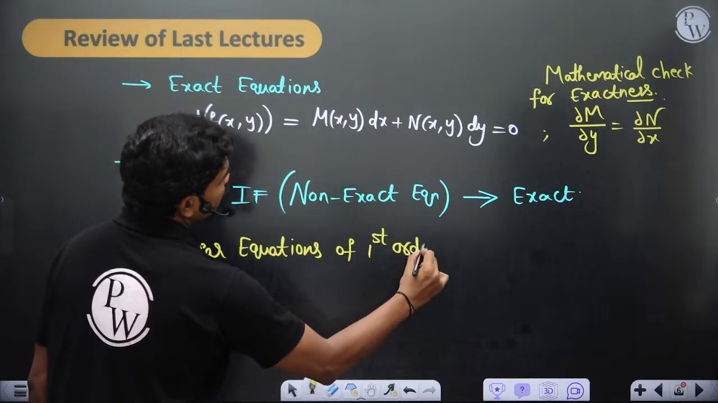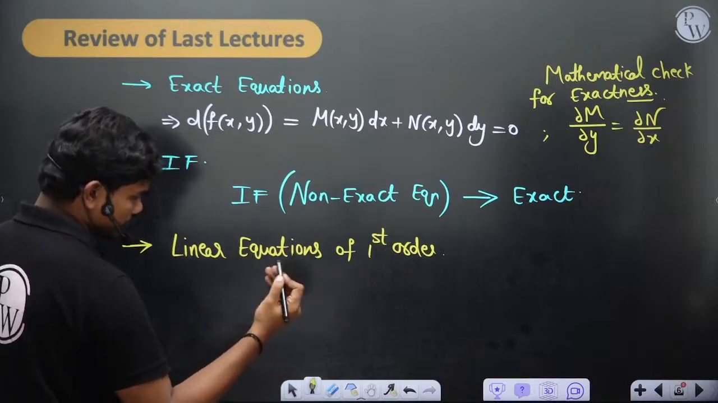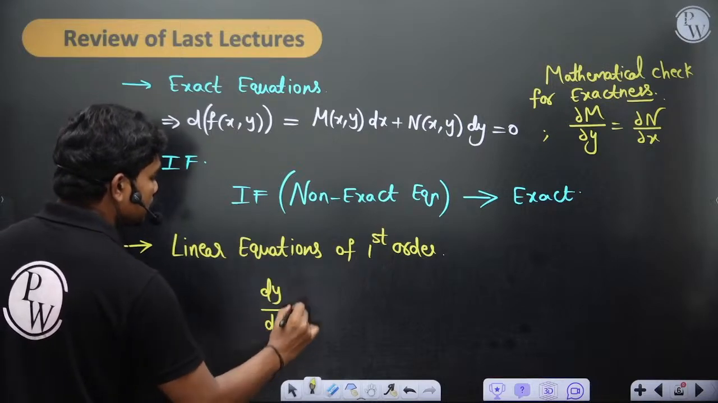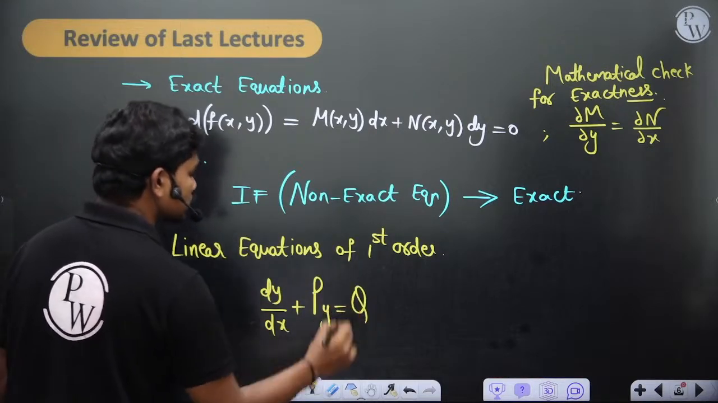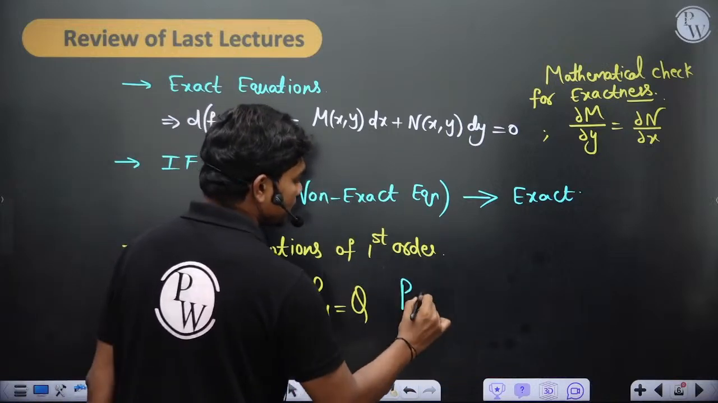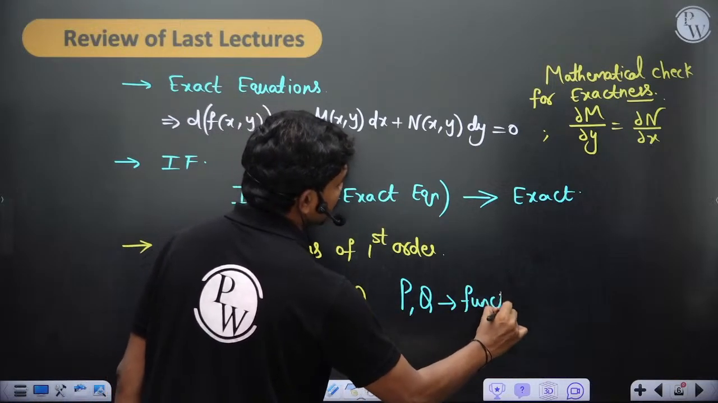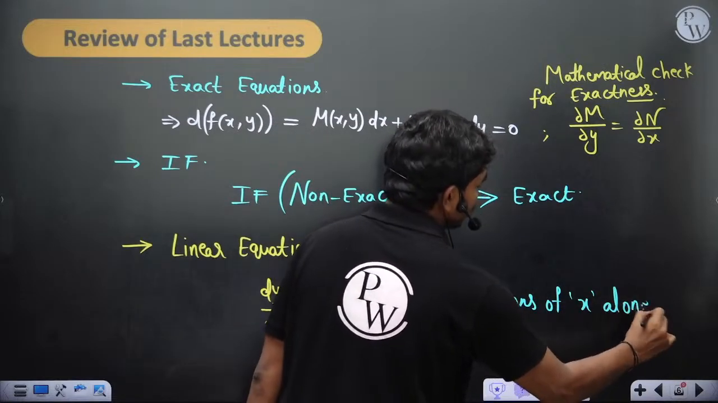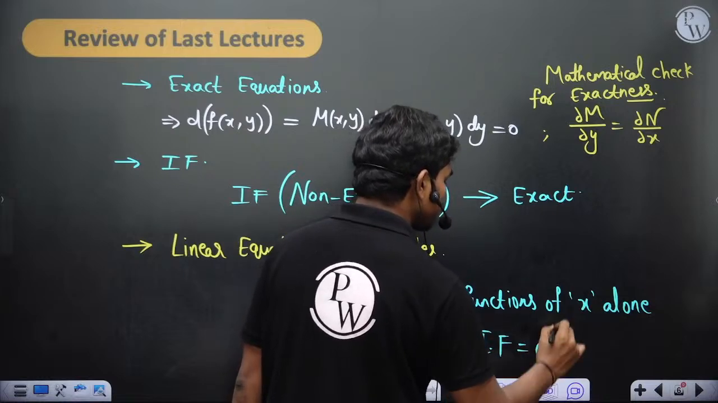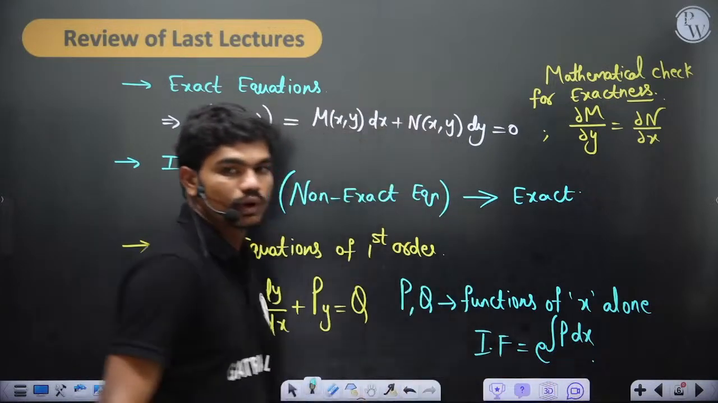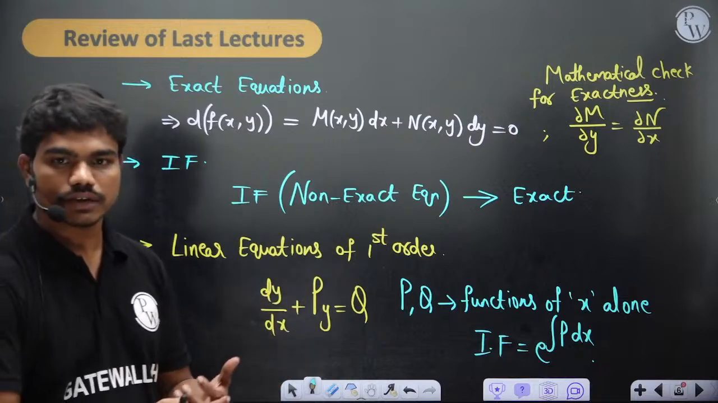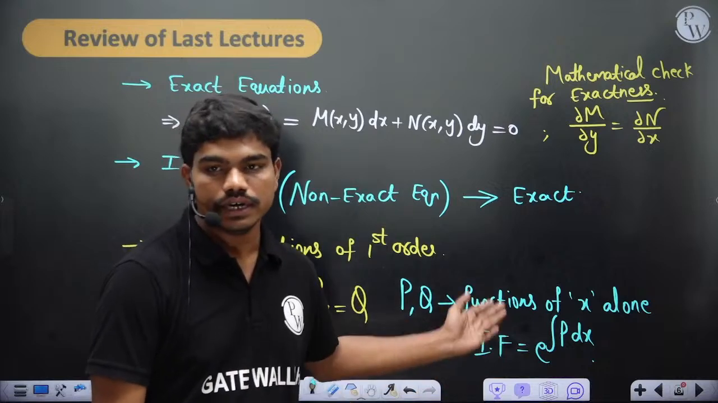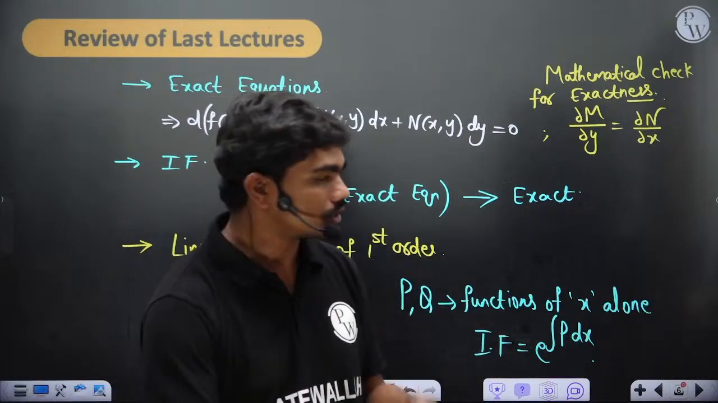The general form of a linear equation of first order is dy by dx plus P(x) y equal to Q(x), where P and Q are functions of x alone. The integrating factor in this case is e power integral P dx. The solution is y into e power integral P dx, or y into IF, equal to integral of Q into IF dx plus a constant.